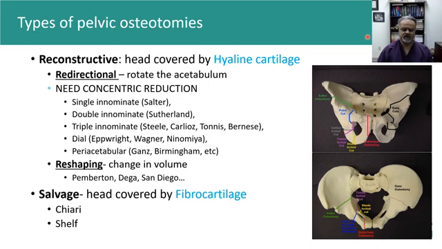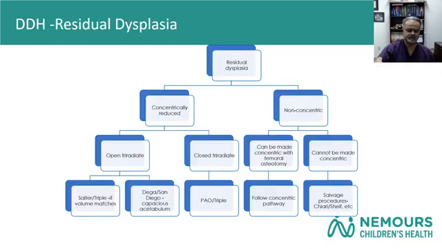Reshaping osteotomies are when there is a mismatch between the acetabulum and the femoral head. So typically, if the acetabulum is more capacious, then you can alter the volume of the acetabulum by doing an incomplete osteotomy and hinging down on the triradiate cartilage and making the femoral head and the acetabulum more concentric. Salvage procedures are either the Shelf or the Chiari osteotomies, and they cover the head with fibrocartilage. These are typically not commonly used unless the hip is beyond what can be helped with a reconstructive procedure.